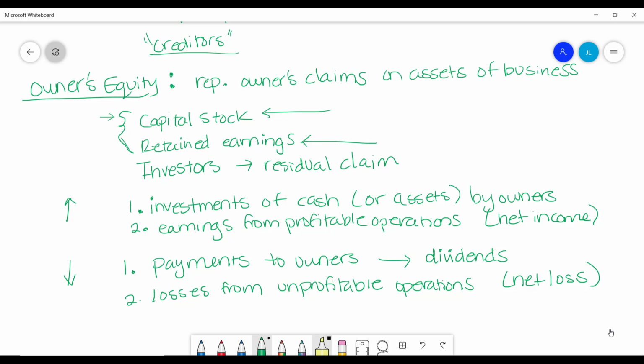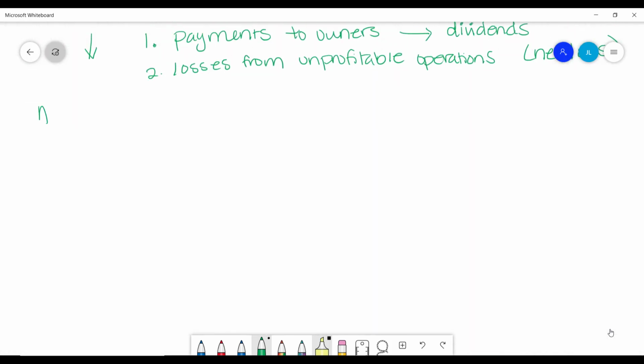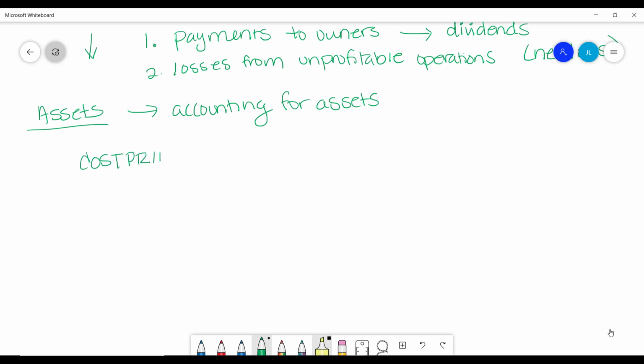Okay, now one more important point, because this is not going to be the quickest point to make, but assets. When we account for assets, there are some assumptions and key points that we need to keep in mind. Okay, some principles that need to be followed, and that's going to follow us throughout this class. So the first principle I want to talk about is the cost principle. Okay, this relates to assets.